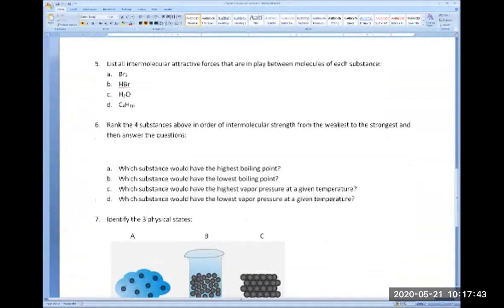So when you have a list of molecules like that and you are asked to list all intermolecular attractive forces that are in play between molecules of each substance, you have to imagine that you have these substances and it's pure substances just by themselves. So what will be the forces of attraction between the molecules of those pure substances, right? We are not thinking about mixtures, just the pure substance, molecules of that substance only.